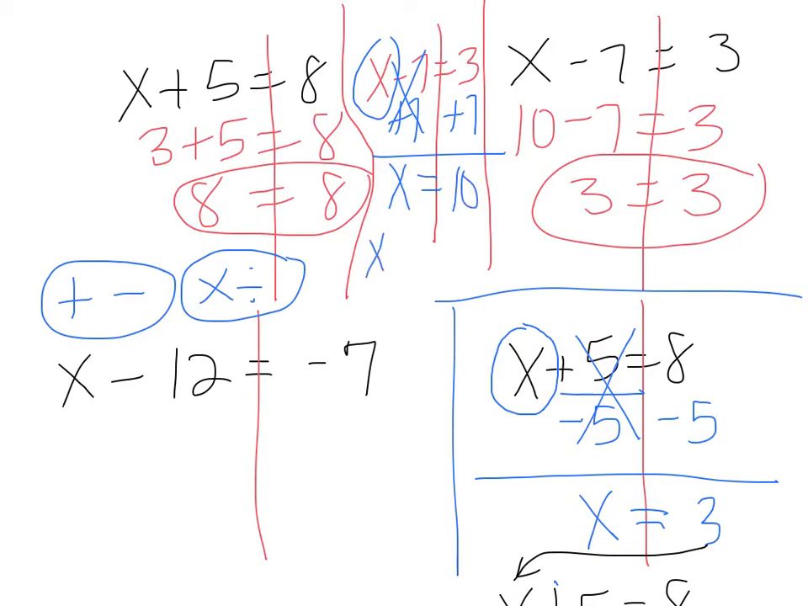And again, x minus 7 equals 3. Plug in that 10 for x. 10 minus 7 equals 3. So we did it correctly. We checked our work.